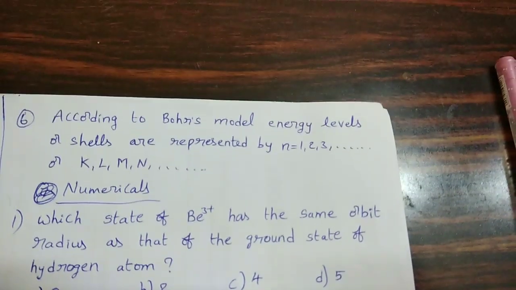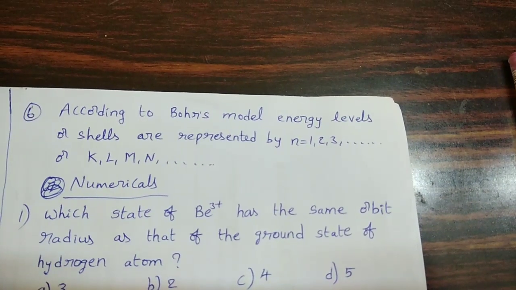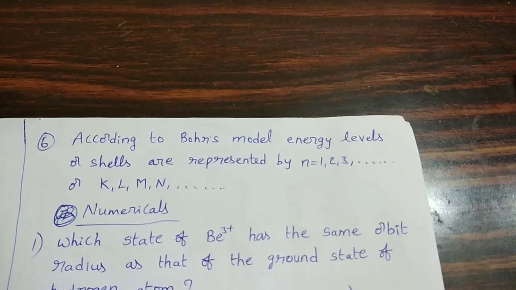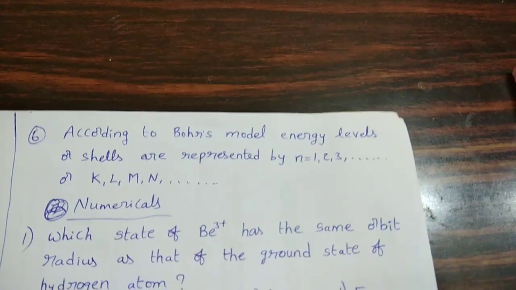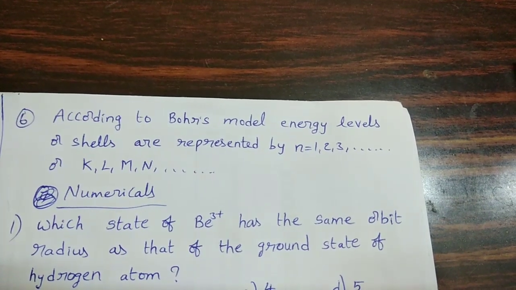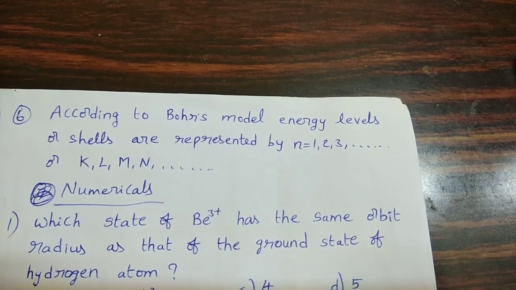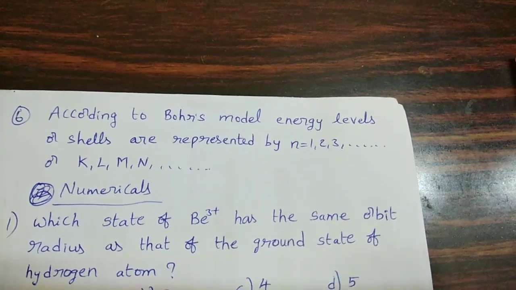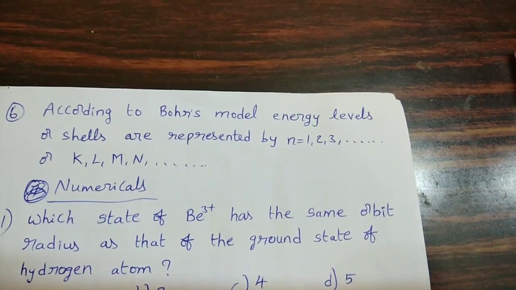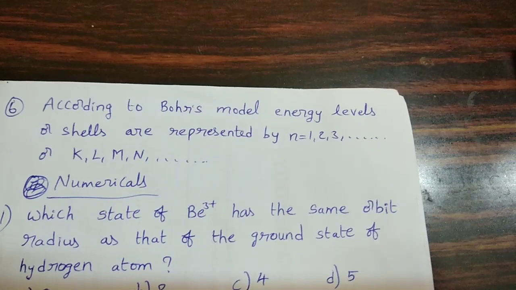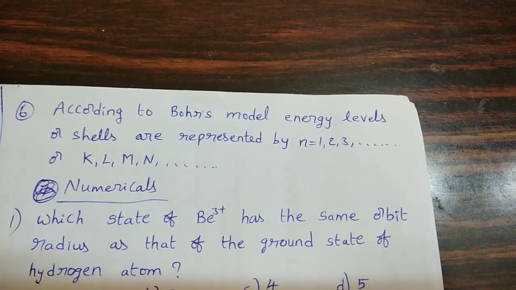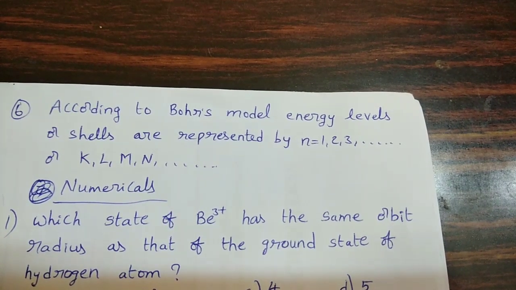Next point. According to Bohr's model, energy levels or shells are represented by n equal to 1, 2, 3, and so on. Otherwise, capital letters K, L, M, N, and so on. That means K shell means first orbit, L shell second orbit, M shell third orbit, N shell fourth orbit, like this. In this way, by these two different symbols we can represent energy levels in the atom.